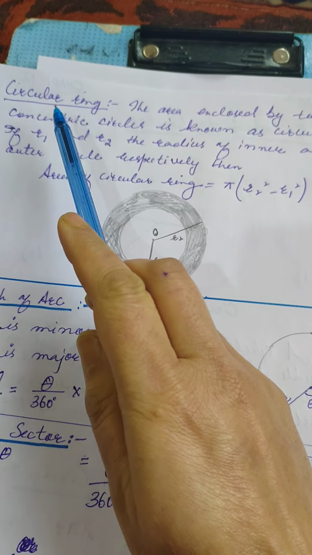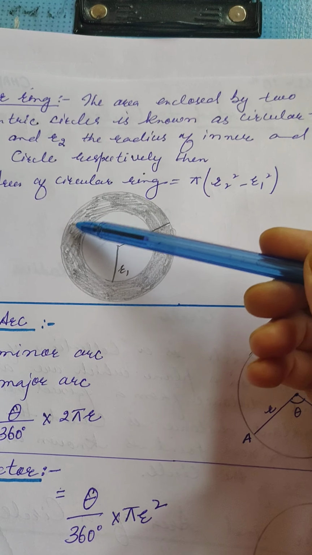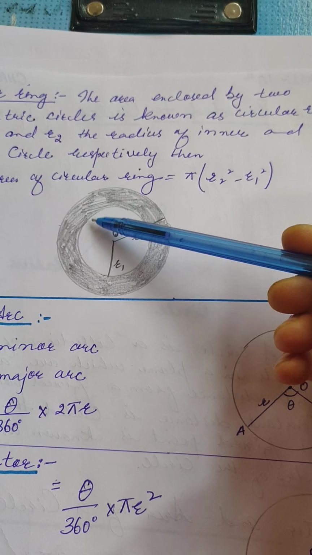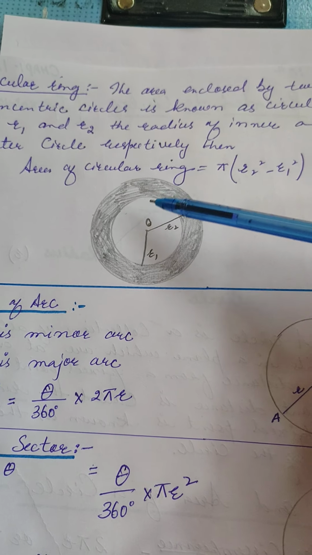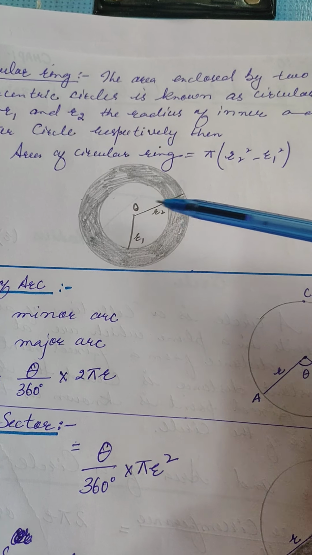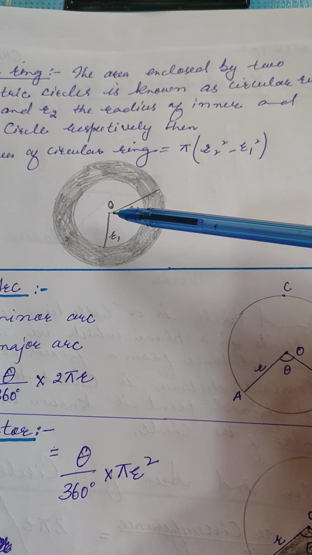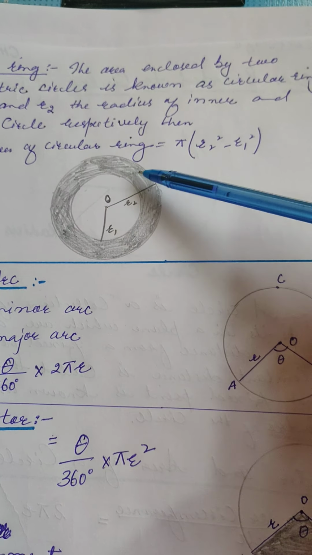Now circular ring. What is this circular ring? The area between the two concentric circles. Here is the shaded portion. This is the circular ring. Shaded portion is the area between the two concentric circles. Concentric circles are those circles which are having the same center but different radii.